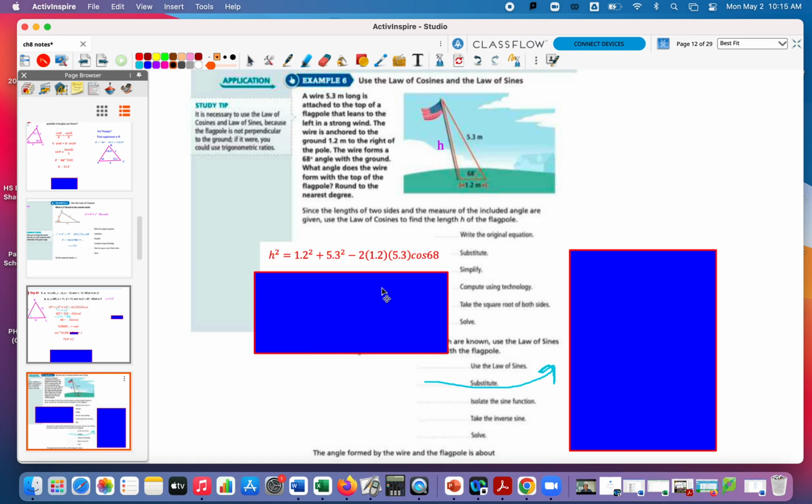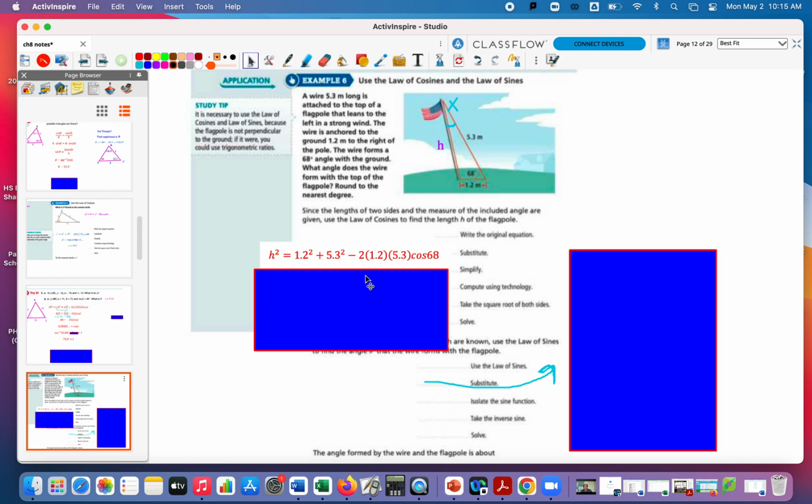So you can't always directly go and get what you need. So in this situation, I might find this height h of the flagpole. So h squared equals 1.2 squared plus 5.3 squared minus 2 times 1.2 times 5.3 times cosine of 68. So use my law of cosines to find this missing side, since I know it goes with this angle. Once I have that information, I can then go and use other things to find the actual angle that they're looking for. They're looking for this angle up here. I think I called it angle X.